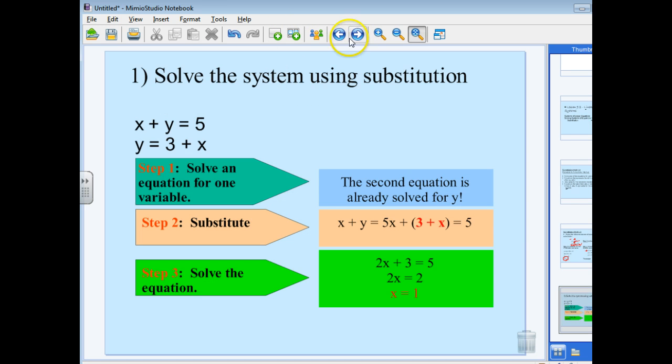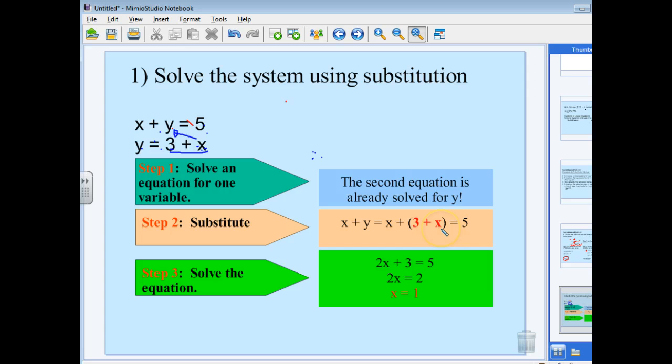Alright, so let's do one more example. Here we have x plus y equal 5, and then we have y equal 3 plus x. Let's change color to blue. Now again, the second one is already solved for y, so there's no need for us to do it. The next thing we are going to do is to go ahead and take again.